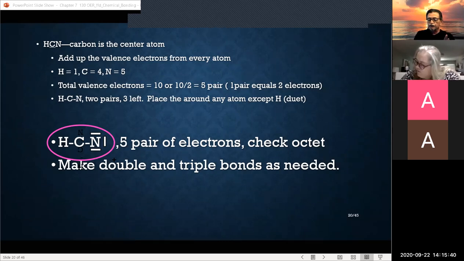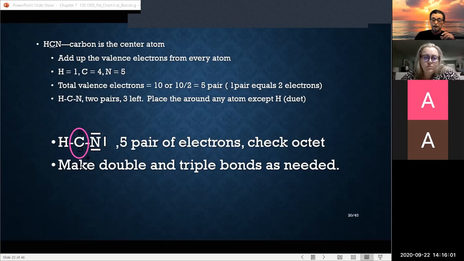Now I check my octet. If I just look at nitrogen by itself, right there, I see that I have 2, 4, 6, 8 around it. Let me clear it so we can get the carbon. Now look at the carbon by itself. Carbon only has 4. 1 pair is shared with the nitrogen, 1 pair with the hydrogen. So the octet is good for the nitrogen, but the octet is not good for the carbon.